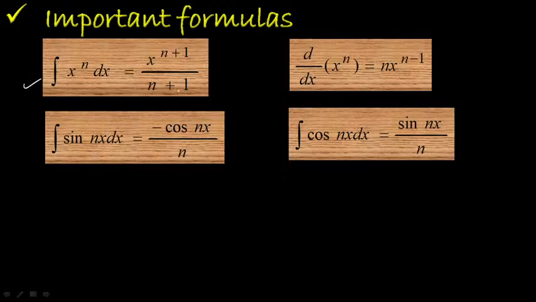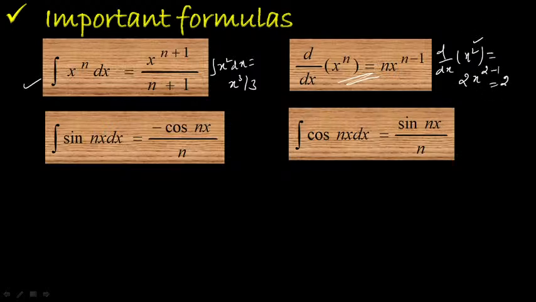The next one, the basic formula for integration, is integral x to the power n dx is equal to x to the power n plus 1 divided by n plus 1. That is, if you integrate x square, what happens? x square dx is nothing but x cube divided by 3, since 2 plus 1 is 3. For differentiation, d by dx of x to the power n is equal to n x to the power n minus 1. If you differentiate the same function with respect to x, n is 2, so 2x power 2 minus 1, that is 2x, right?